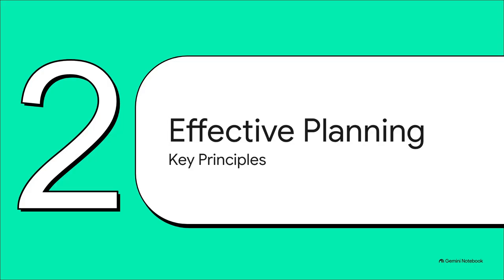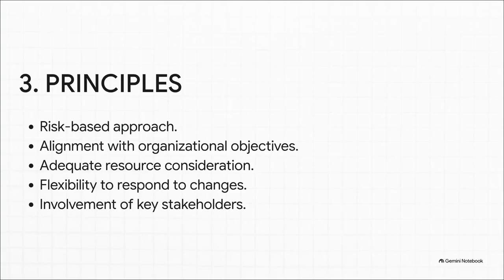Which perfectly sets up Section 2, Principles for Effective Planning. An effective plan actually relies on 5 core tenets. It's got to be a risk-based approach, and it needs direct alignment with organizational objectives. You also have to give adequate resource consideration. Do you even have the people for this? But honestly, perhaps the most critical are flexibility and the involvement of stakeholders.